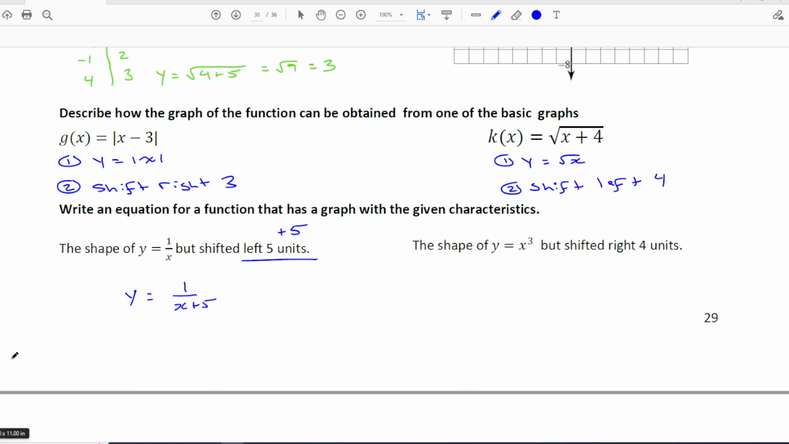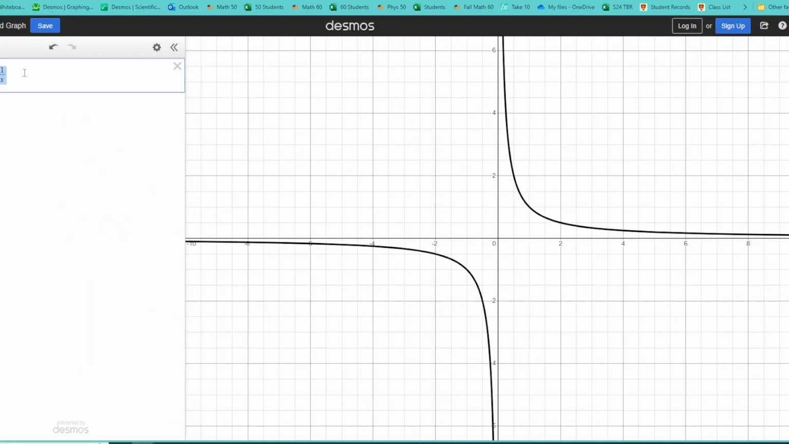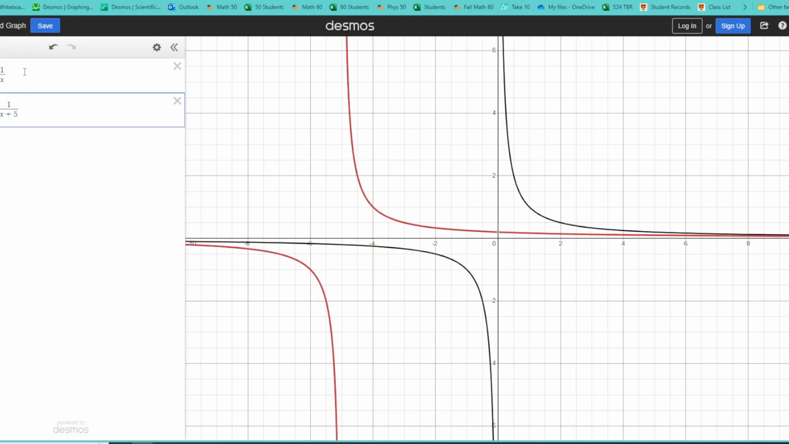This might be a good place for Desmos. So let's go to Desmos. I've already put in y equals 1 over x, and I just want to prove to you that if you want this graph to shift to the left, then if you put the plus 5 in the bracket, meaning in the denominator with the x, that's what's going to shift it. Okay, so you just have to put it wherever the x is.